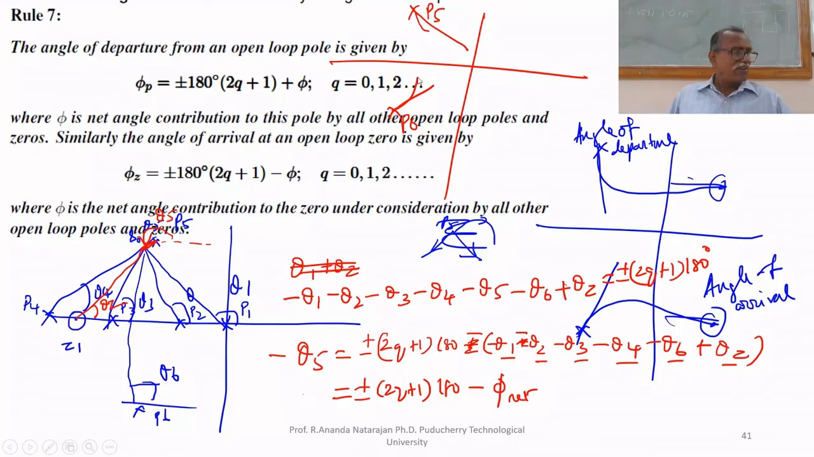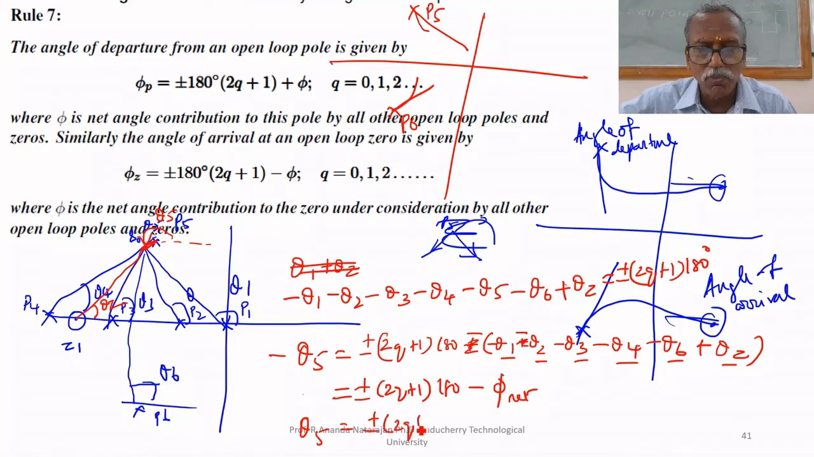So we can find that angle: minus theta phi equals plus or minus, or you can write theta phi equals plus or minus (2q plus 1) multiplied by 180 plus phi net.